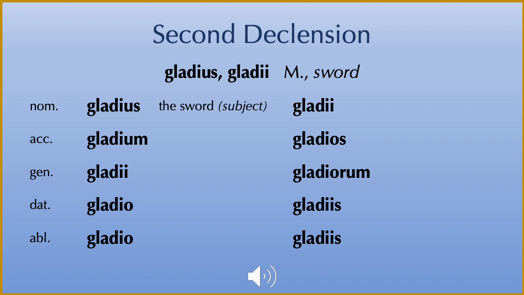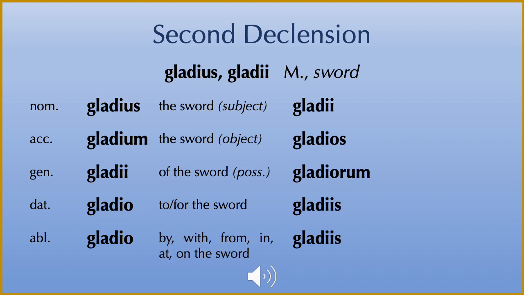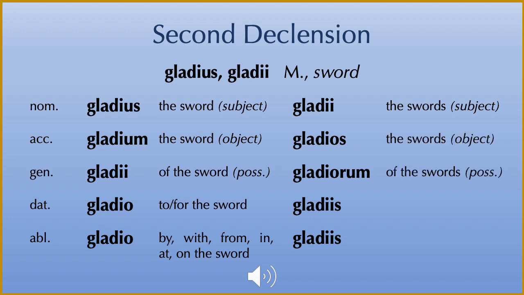The nominative singular, the sword, subject; accusative, the sword, object; genitive case, of the sword, showing possession; dative case, to or for the sword, used for the indirect object; ablative case, by, with, from, in, at, on the sword, or found with prepositions. In the nominative plural, gladii means the swords, subject. The accusative plural, gladios, is the swords, object. Gladiorum is of the swords, showing possession. Gladiis, the dative, to or for the swords, showing the indirect object. And the ablative plural, gladiis, by, with, from, in, at, on the swords, also used with prepositions.